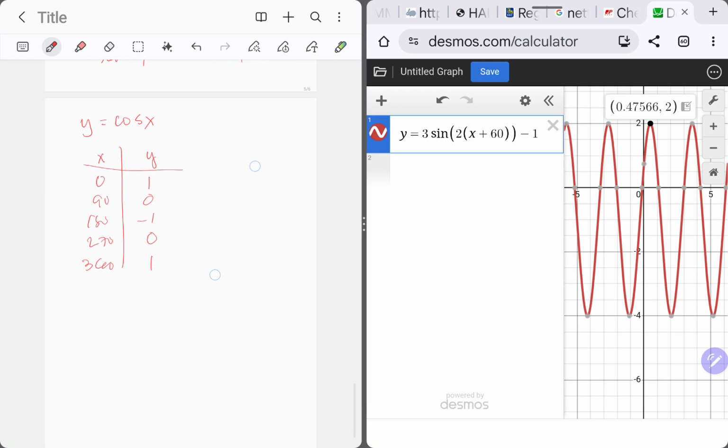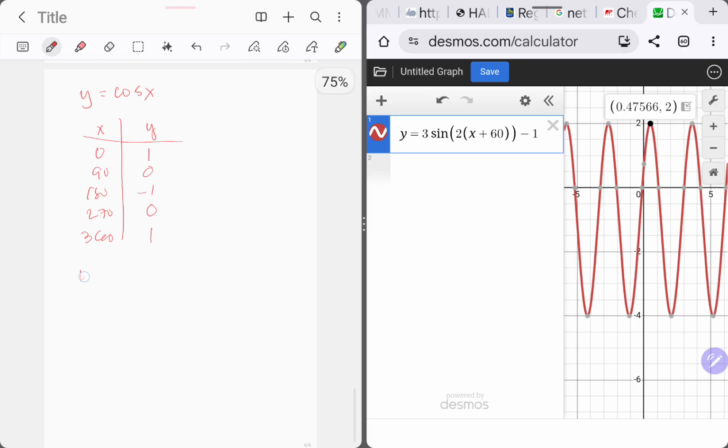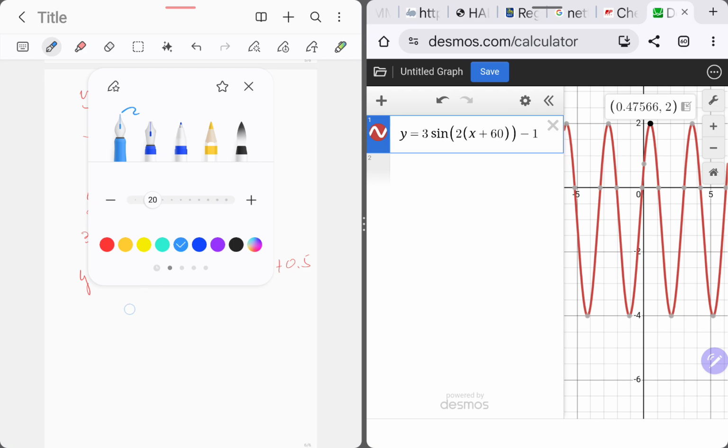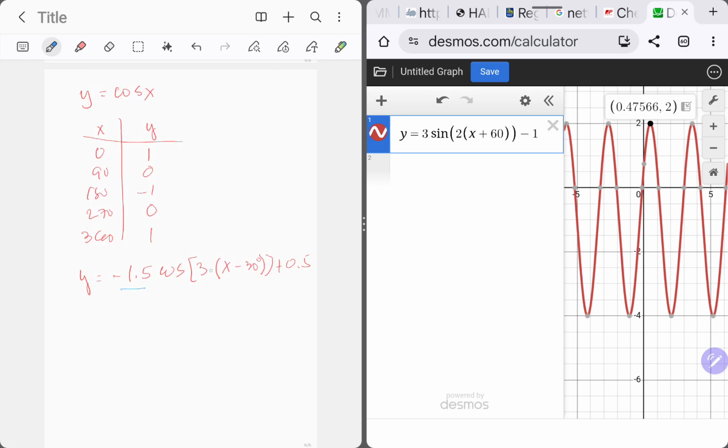Okay, so for example, we are asked to graph y is equal to negative 1.5 cosine of 3, and then we have x minus 30 degrees, plus 0.5. Okay, now here we have an amplitude or a vertical stretch by a factor of 1.5, this one here, right? And it's also reflected vertically because of the negative sign.